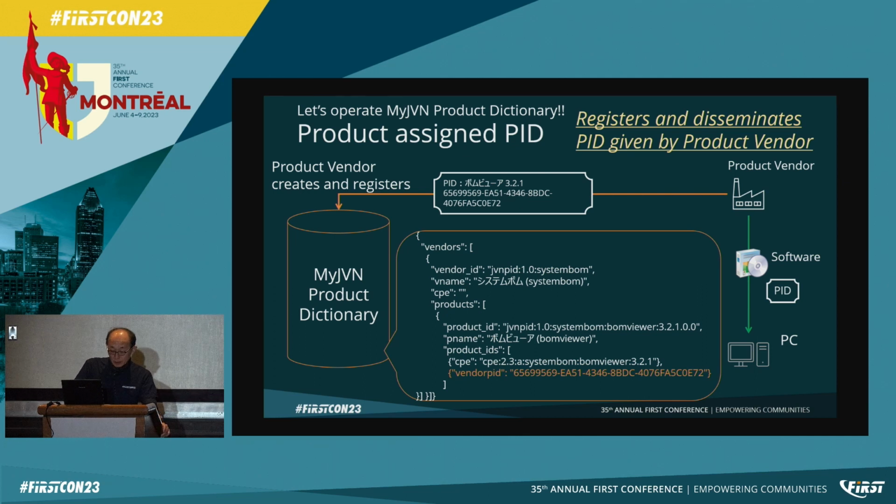For products that already have a PID assigned, MyJVN Product Dictionary allows the vendor and product owners to register and assert the product with the assigned PID. This registration process ensures the products and their corresponding PIDs are accurately documented and available for collaboration with vulnerability databases and asset management systems.